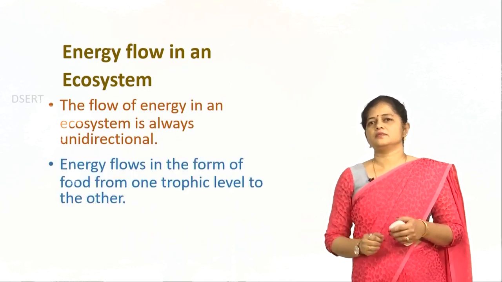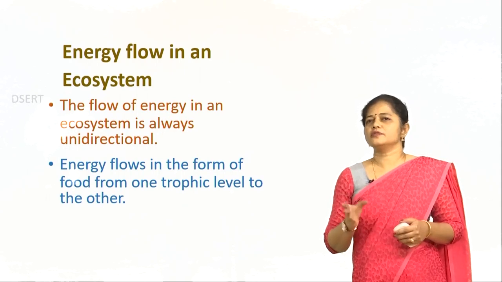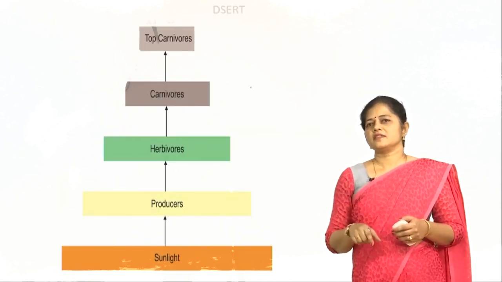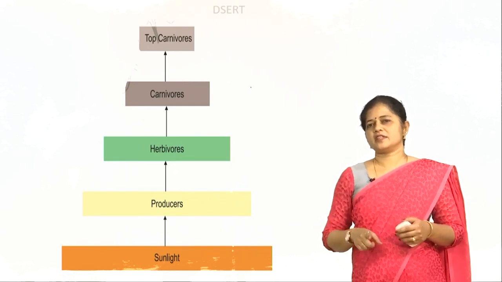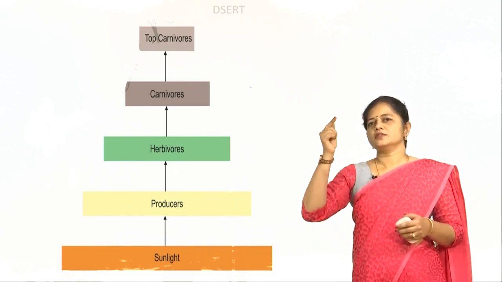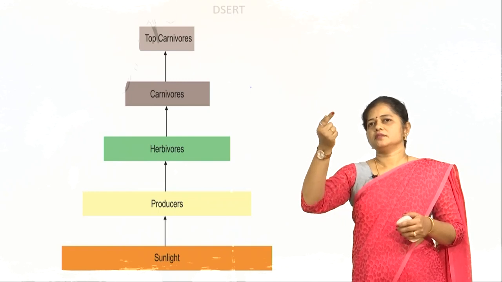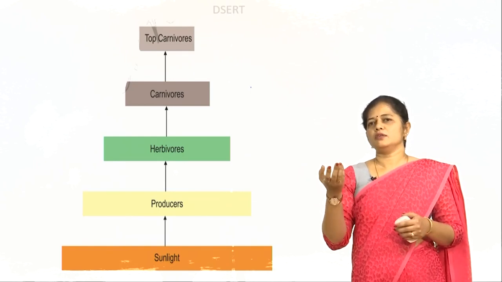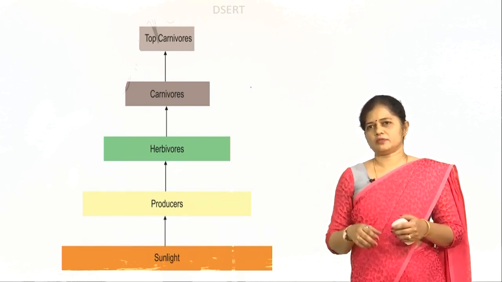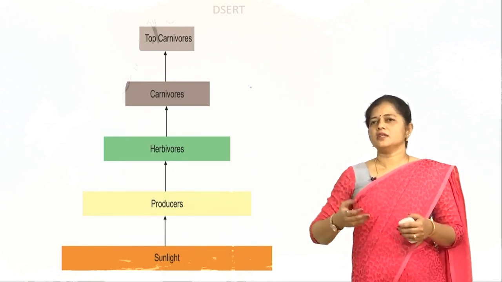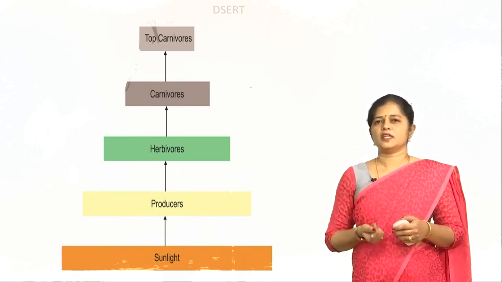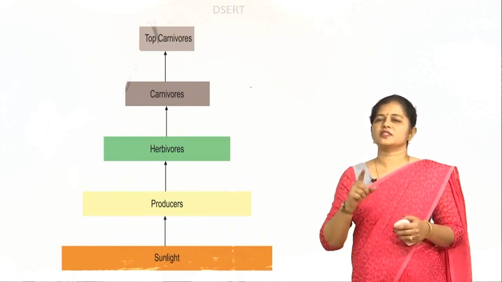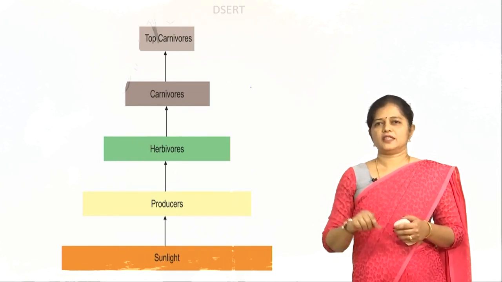Why is that so? Energy flows in the form of food from one trophic level to another. So now we can see here, the energy flow is unidirectional, and it can never get transferred from the carnivores to the herbivores. Definitely not, because no herbivore will eat a carnivore. It's the otherwise. The herbivores are in turn eaten by the carnivores. That is why it is unidirectional and it cannot be cyclic.